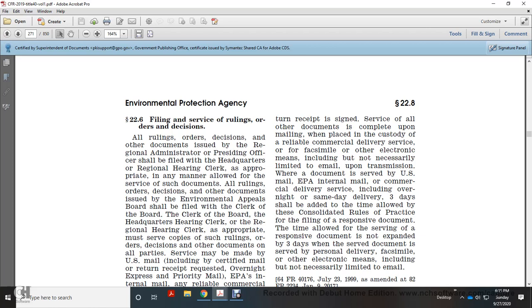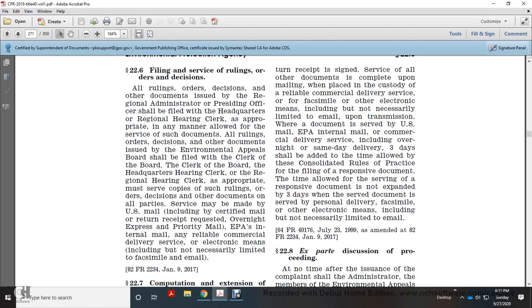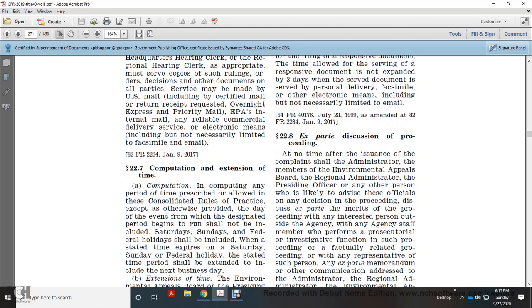All party services may be mailed with the U.S. mail, including certified mail with return receipt requested, overnight express mail, EPA internal mail, and reliable commercial delivery service, or by electronic means, including but not necessarily limited to fax and email. Section 22.7, computation and extension of time.